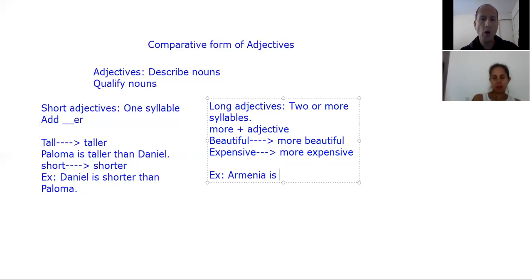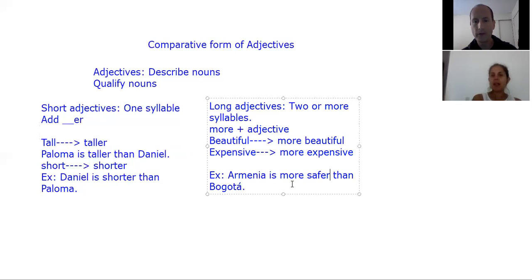Is more secure. Is more secure than Bogota. Okay, good. More secure. However, when you talk about security, when people feel secure, you better use this adjective: you say safe. So we may say, for example, that Armenia is safer than Bogota. In that case, you appeal to this.